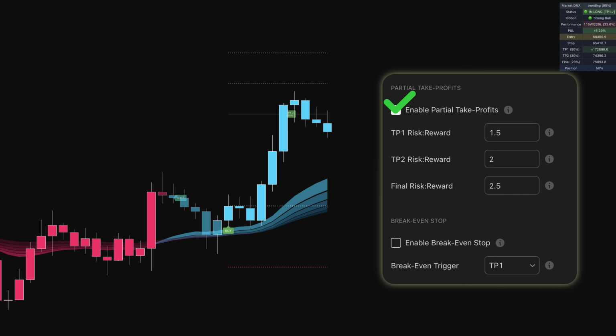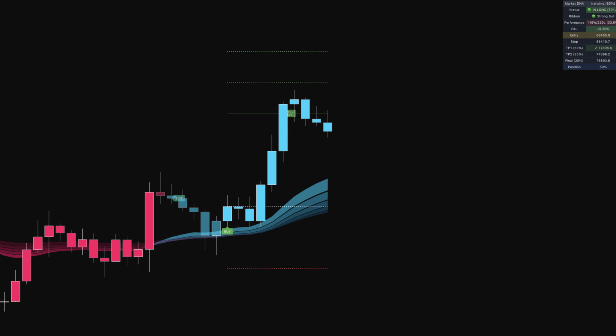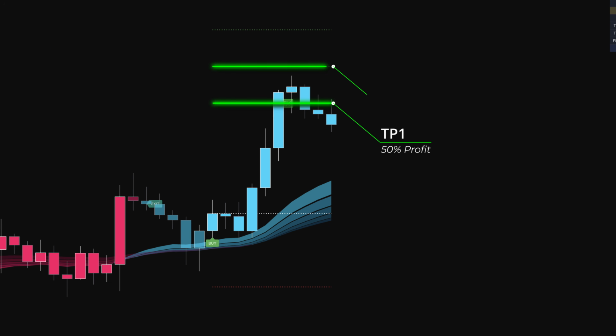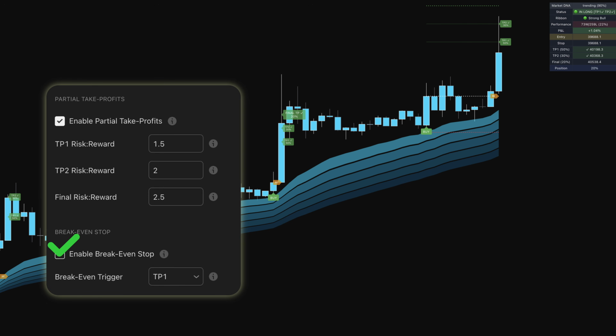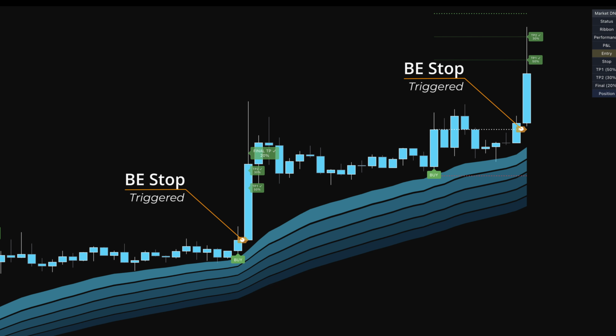Partial take profits let you scale out in stages. TP1 closes 50%, TP2 closes 30%, final TP closes the remaining 20%. Lock in profits while letting winners run. Break-even stop moves your stop to entry after TP1 or TP2 hits. Your call when it triggers. Once you're in profit, you're protected.